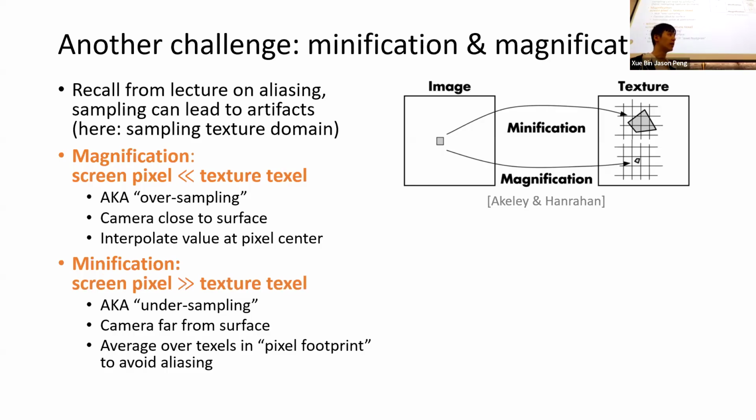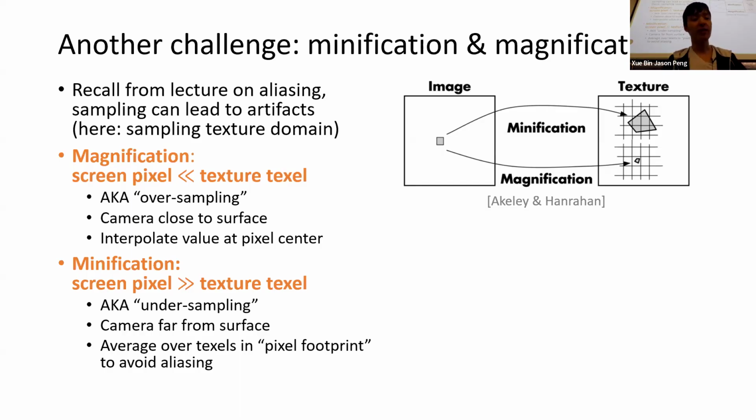The second type of aliasing artifact are minification artifacts. This corresponds to the top case here, where the camera is very far away from the object. So in this case, the size of a pixel in our image can be mapped to a large area in the texture. So one pixel can cover multiple texels in our texture.